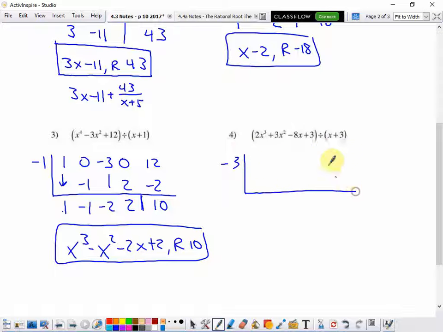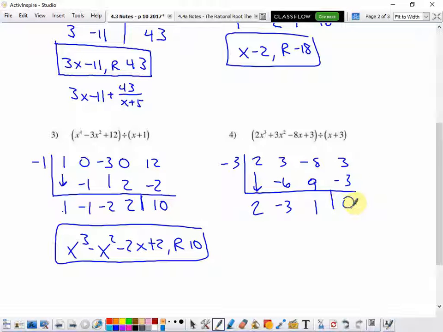Negative 3. I have a constant, x, x squared, x cubed. No missing powers here. So 2, 3, negative 8, 3. Bring down the 2. Multiply. Add. Multiply. Add. Multiply. Add. So my remainder is 0.